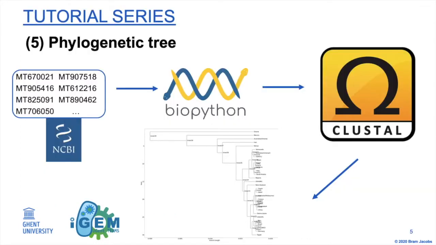In this last one, we will build a phylogenetic tree starting from a list of 30 accession numbers with a corresponding country. We then will retrieve their sequences through Biopython. We will then do a Clustal W, so that means a multiple sequence alignment. So this is an extension of the pairwise alignment that we discussed in the fourth tutorial. And then from this multiple sequence alignment, we will build a phylogenetic tree.